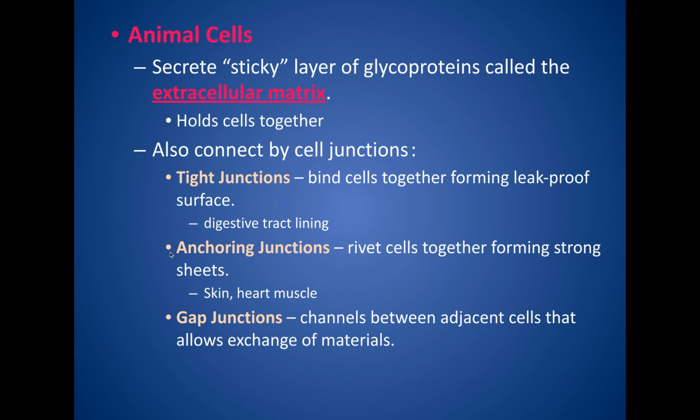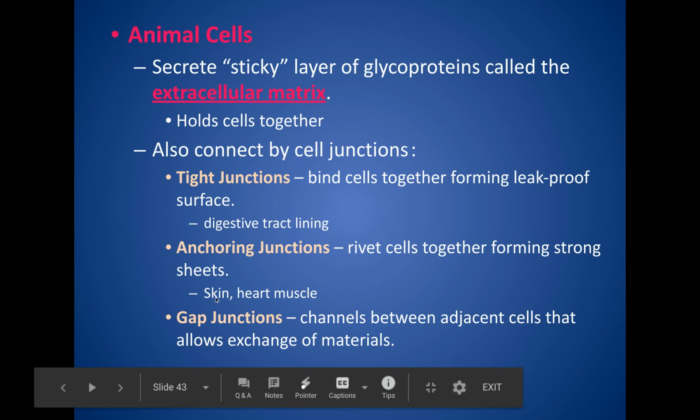junctions. And then there are anchoring junctions that are almost like little tiny rivets that make really, really strong connections between cells. Skin cells, heart cells, muscle tissue are joined like that. And then there are gap junctions, which are a lot like those plasmodesmata that allow cells, animal cells, to exchange materials with one another. And so that's really important as well.